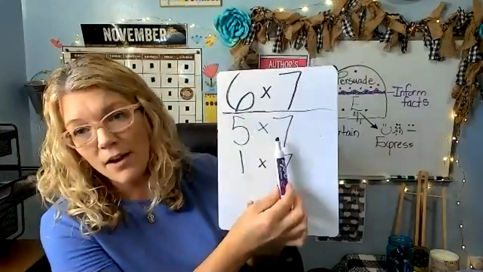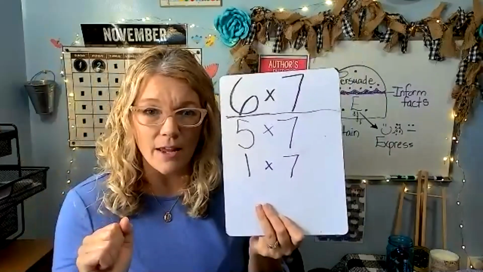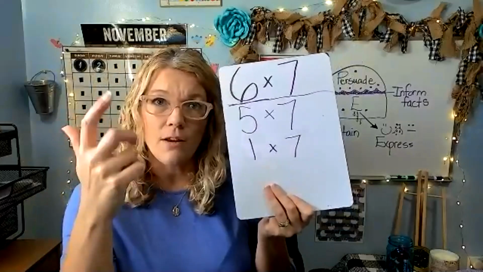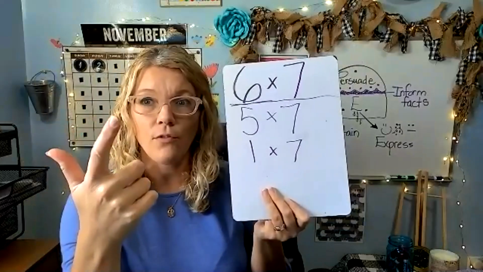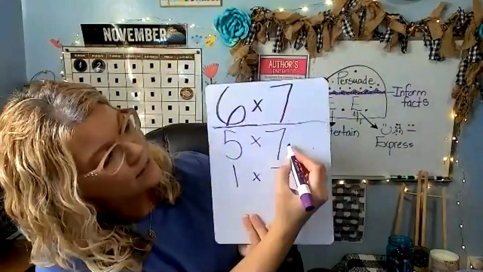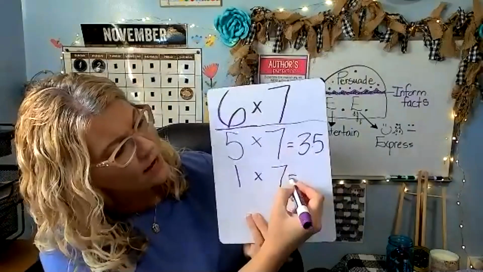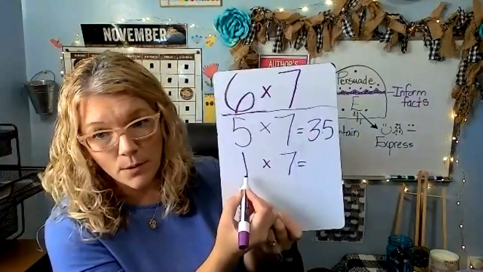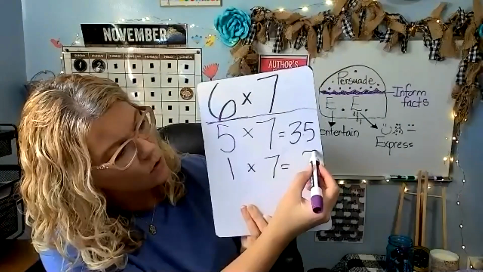Now I know my 5s because I've been counting by 5s for years. So I'm going to count 7 5s. 5, 10, 15, 20, 25, 30, 35. 35 is 5 7s. All right. And then I know the identity property says anything times 1 is itself. So I'm just going to bring the 7 over.